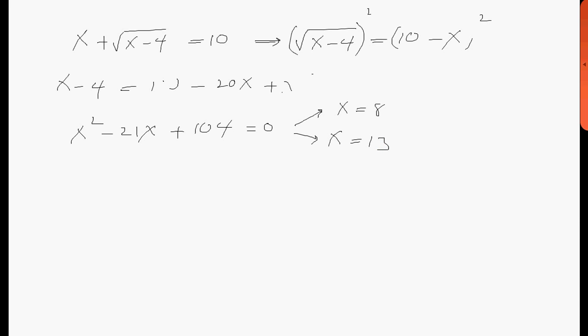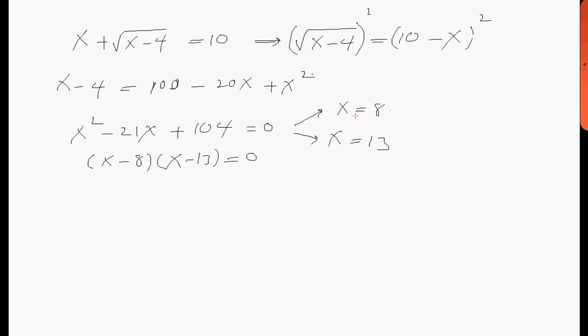It's actually negative 8 and negative 13, so that their product is 104 and their sum is negative 21. So this is (x minus 8) times (x minus 13) equals 0, which means that x is either 8 or 13. Now let's check the answers.